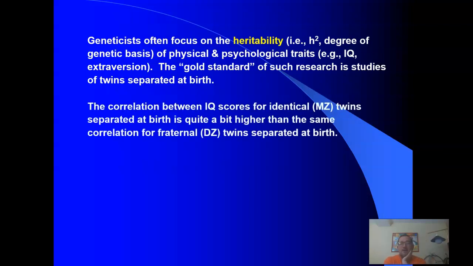So again, a concrete example that's been looked at many, many times is, and this is a fact, this is an empirical result, the correlation between IQ scores for identical twins who are separated at birth is much higher than the same correlation conducted for fraternal or non-identical twins who are also separated at birth. So that difference in correlations, huge correlation for identical twins, modest correlation for fraternal twins, that is taken as evidence that IQ must have a very big genetic component.